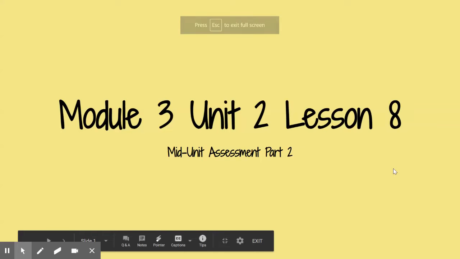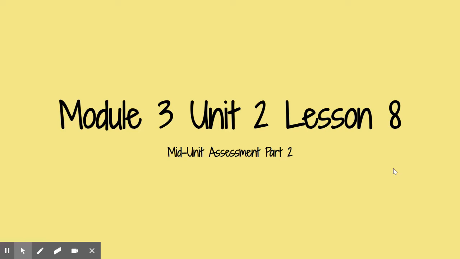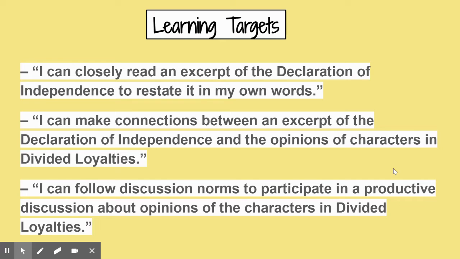Hi everyone. Today you are going to be completing Unit 2, Lesson 8 of Module 3, which is the Mid-Unit Assessment Part 2. Here are our learning targets. I can closely read an excerpt of the Declaration of Independence to restate it in my own words. I can make connections between an excerpt of the Declaration of Independence and the characters and divided loyalties. And I can follow discussion norms to participate in a productive discussion about opinions of the characters and divided loyalties.